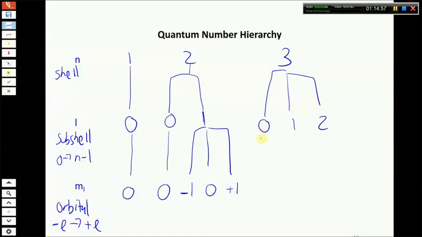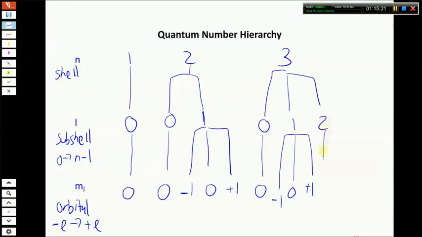And then for L equals 0, we still have just m sub L equals 0 as the only allowed value, negative L to plus L. L equals 1 has 3 allowed values of m sub L still: minus 1, 0, and plus 1. And then for L equals 2, the allowed values of m sub L, again, negative L to plus L. So L equals 2, that's going to be minus 2 to plus 2, and all values in between.